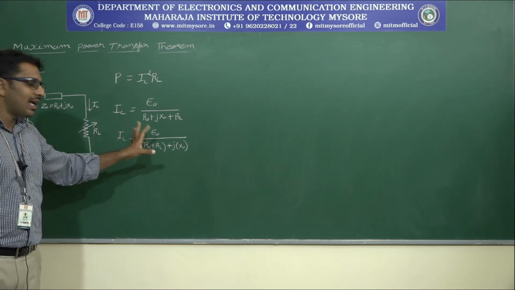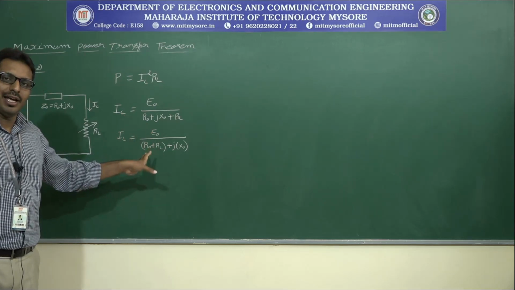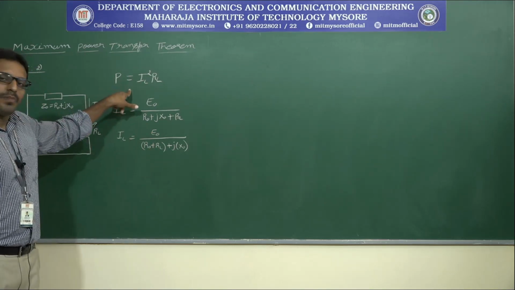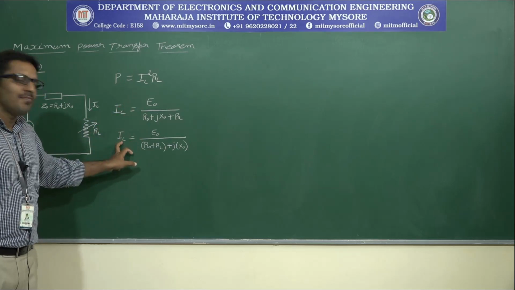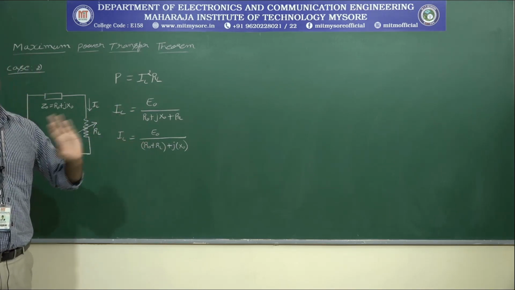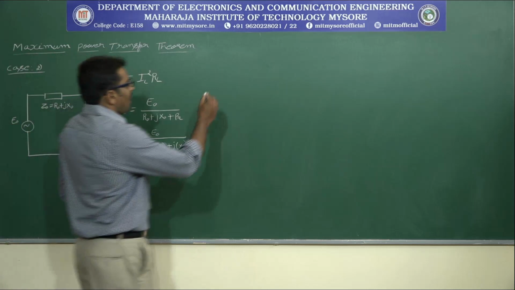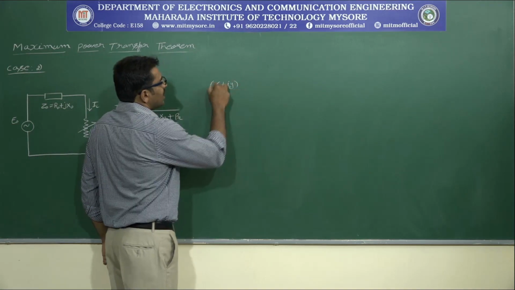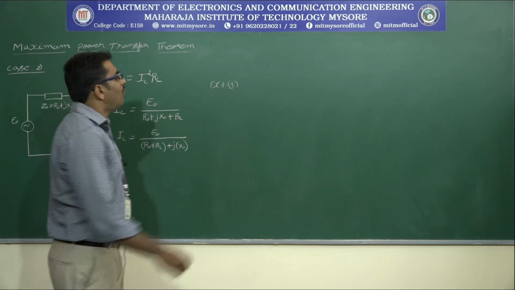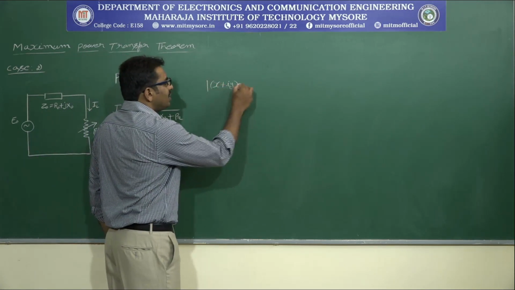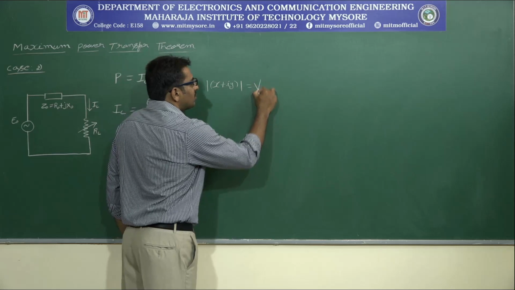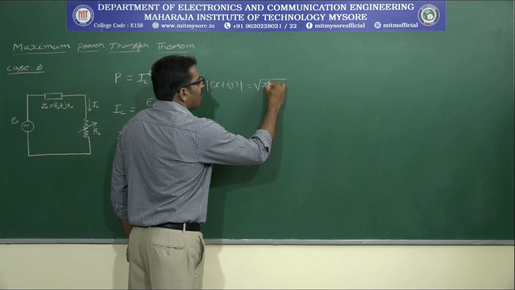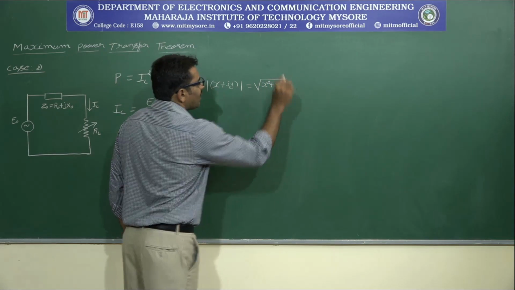IL, we just calculated the expression for IL. But in order to calculate power, just consider the magnitude of current. You know, if x plus iy is a complex number, how do we calculate the magnitude of this complex number? That is the square root of x square plus y square.